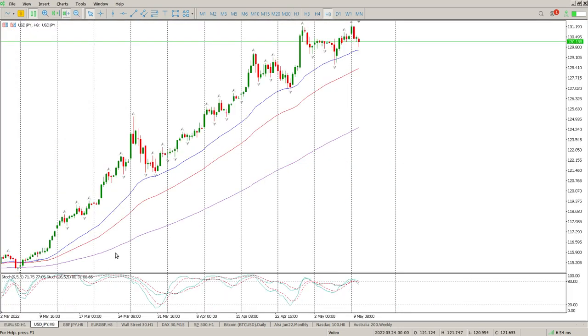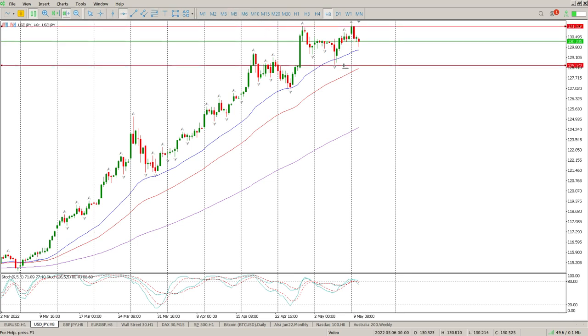US dollar, Japanese yen, pretty much the same scenario. You can see a potential double top forming here. Obviously we need to break below the swing low there for that to be validated. Really strong trend to the upside, but look at the divergences here. So if you take it from there, we still have very strong divergences, and we've got a cross over of the oscillators. I don't want to be long when oscillators are like that.